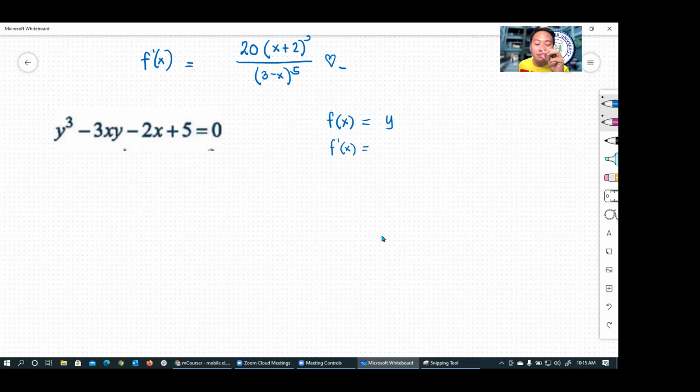So, with that being said, the derivative of y, guys, is simply y prime. Remember, this y prime is the same as f prime of x, dy over dx, and so on and so forth. Does it make sense? Just y prime. The derivative of y is y prime. The derivative of x is 1. Simple.